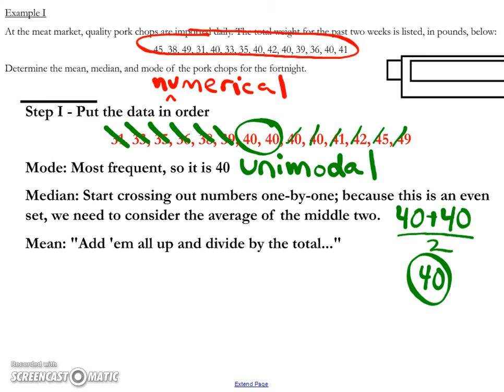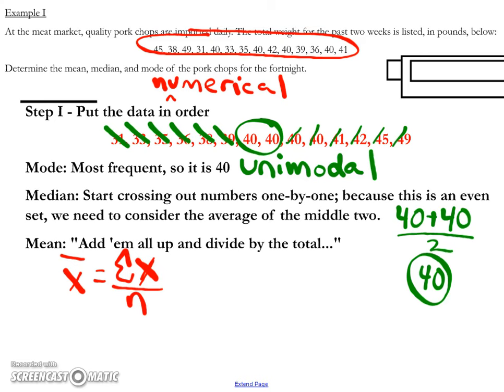Lastly, we got the mean. Remember, regardless of what this looks like, add them all up and divide by the total. So with my data set, we are going to first start by stating the formula for the mean. X bar equals the sum of all x over n. Always, you just need to write that up.